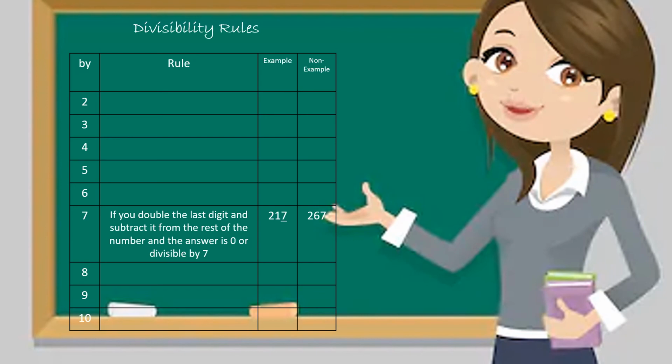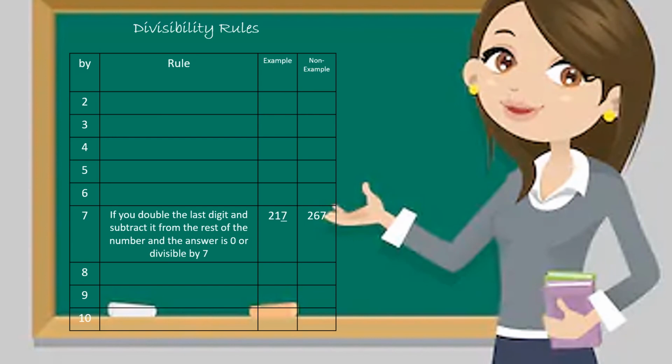217. Now, the last digit is 7. Ang sabi dyan, i-double natin. So, 7 times 2, that is 14. And then, i-minus daw natin yung sagot na yun from the rest. So, we have 21 na natira, diba? So, 21 minus 14, that is what?